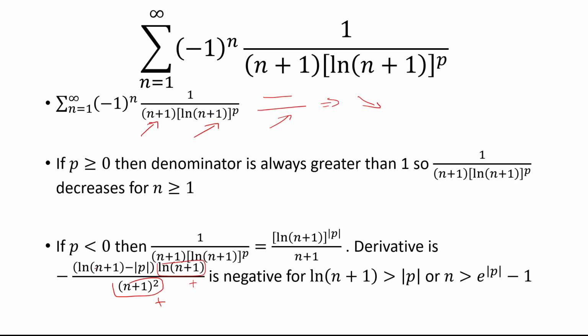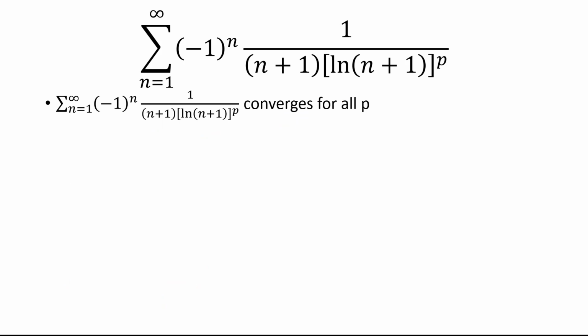But the natural log of n plus 1 minus the absolute value of p is positive only when the natural log of n plus 1 is greater than the absolute value of p, or n is greater than e to the absolute value of p, minus 1. So you want this to be positive because then you'll multiply by a negative and make this whole thing negative, which means if the derivative is negative, it's decreasing. Okay, so then all conditions are met. Therefore, we say the series converges for all values of p.